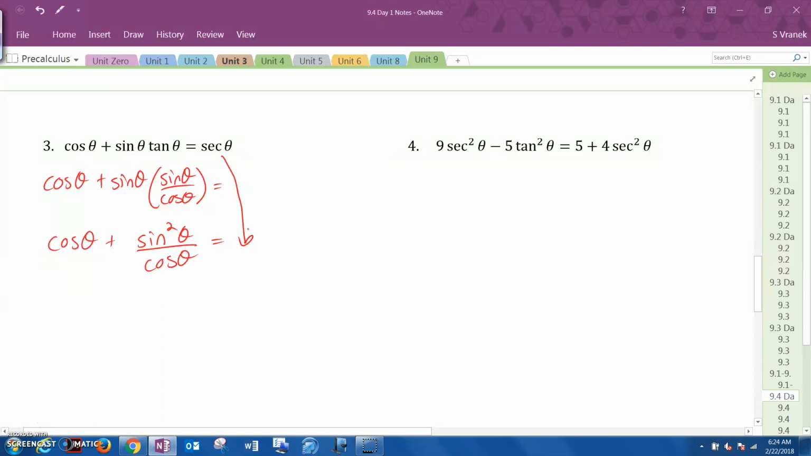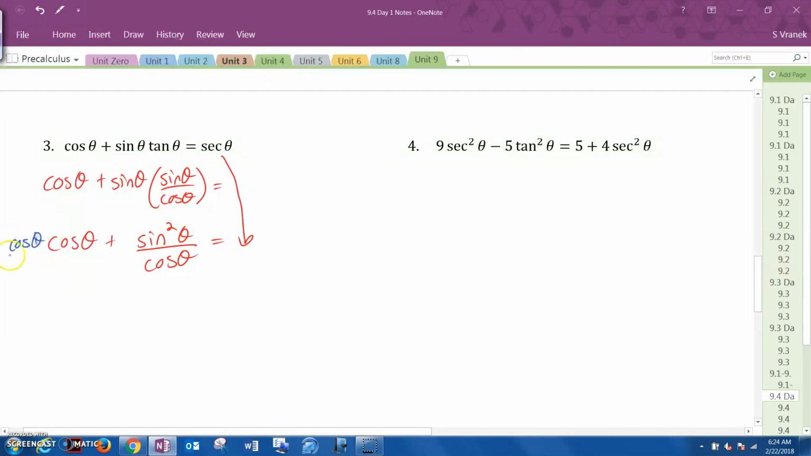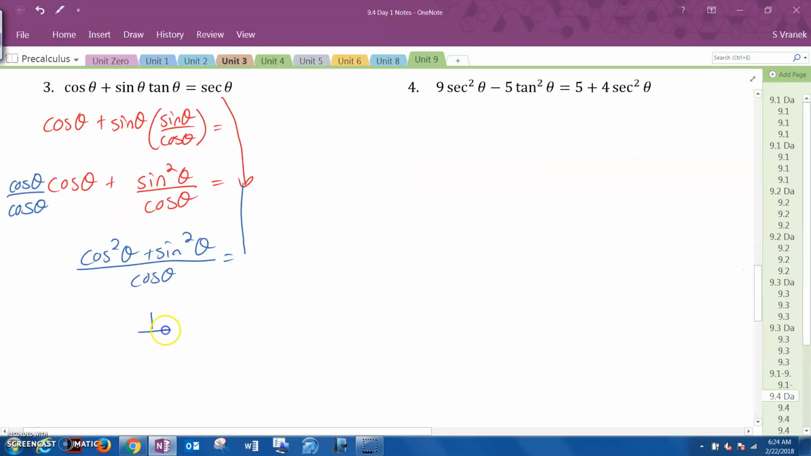When you see something like this and you have a fraction, the next step is always to get a common denominator. Since this one has a cosine on the bottom, I want to multiply the top over here by cosine over cosine. The left side. So we end up with cosine squared theta plus sine squared theta all over cosine. Okay. Now, at this stage I have things being squared, so I'm going to look at my identities, and sure enough, sine squared plus cosine squared, the first one I gave you, is just 1. And 1 over cosine is secant. And we did it.